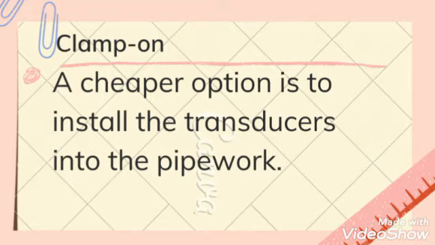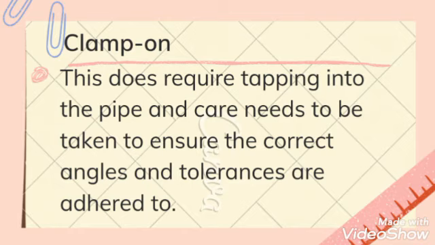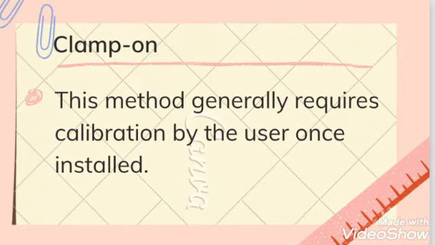A cheaper option is to install the transducer into the pipework. If we want to fit inside the pipe, we can install, and this is cheaper, but it is difficult to remove while the process is running. This does require stepping into the pipe, and care needs to be taken to ensure the correct angle and the tolerance are adhered to. So we will tap inside the pipe and we will thread this sensor inside. This method generally requires calibration by the user once installed. So after the installation we have to calibrate the flow meter.